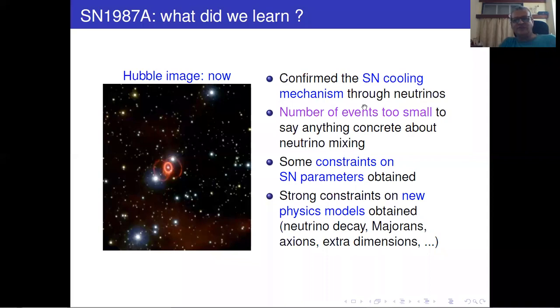What it has done is confirm the supernova cooling mechanism for neutrinos. The number of events was too small, so you cannot say much about neutrino mixing just by observing these events. But we did obtain some constraints on supernova parameters. And we got constraints from some nuclear models, like neutrino decay, decay into Majorons, axions inside the supernova, extra dimensions, and so on and so forth. So clearly, the theorists are always resourceful enough that for any phenomenon that happens in the supernova, you can take your favorite model and try to get it out.